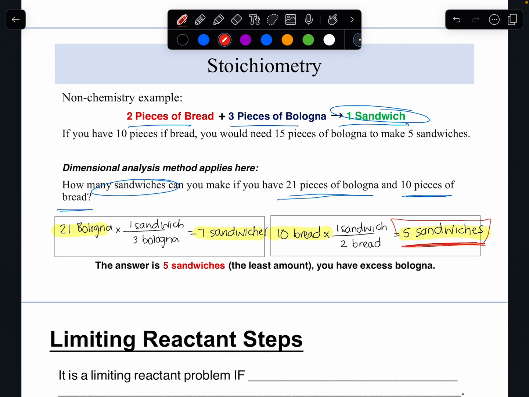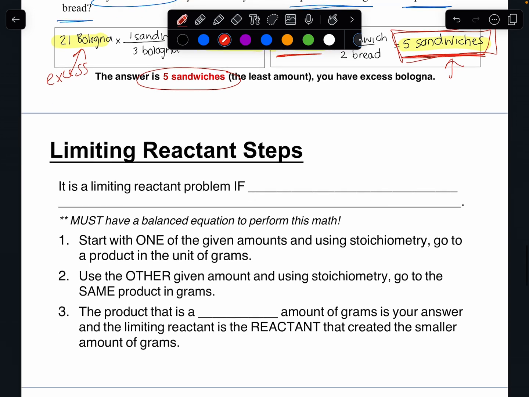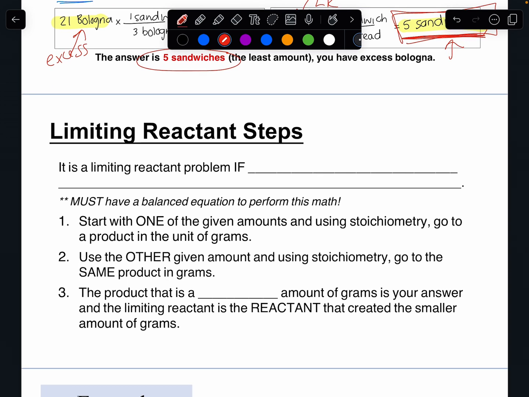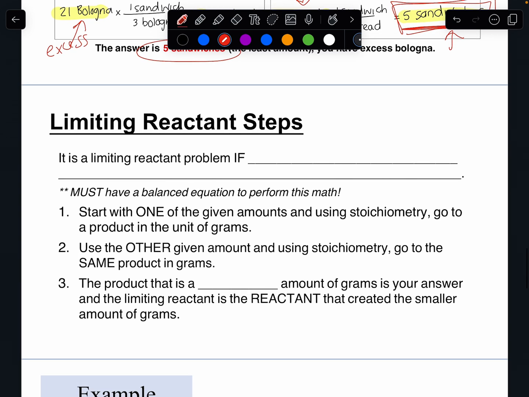So what we do here is we see this is in lesser amount. That means this is truly how many you will make. So we're going to make 5 sandwiches. This then is considered our limiting reactant because this limits how many we can make. And then this is considered our excess reactant because this is going to have leftover pieces of bologna that we can't use. Okay? So that concept of limiting and excess is important to understand to be able to do the problems. Now I wrote you some steps here just in case you need to refer back to them.